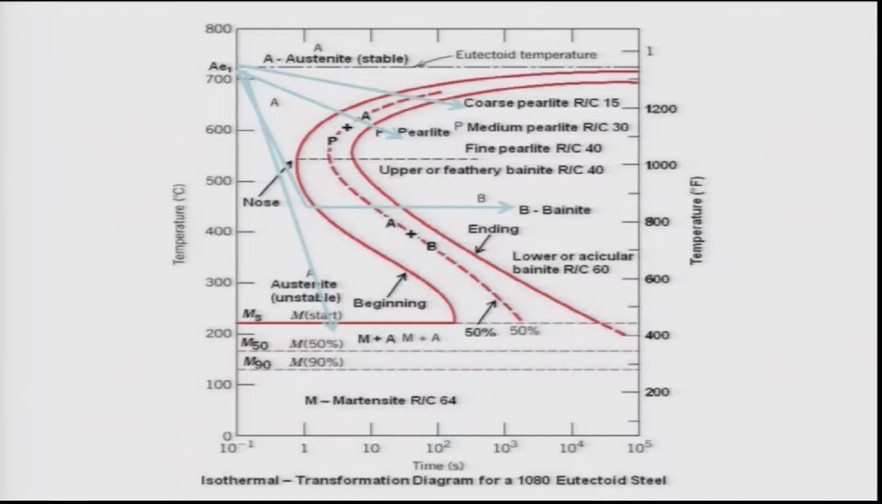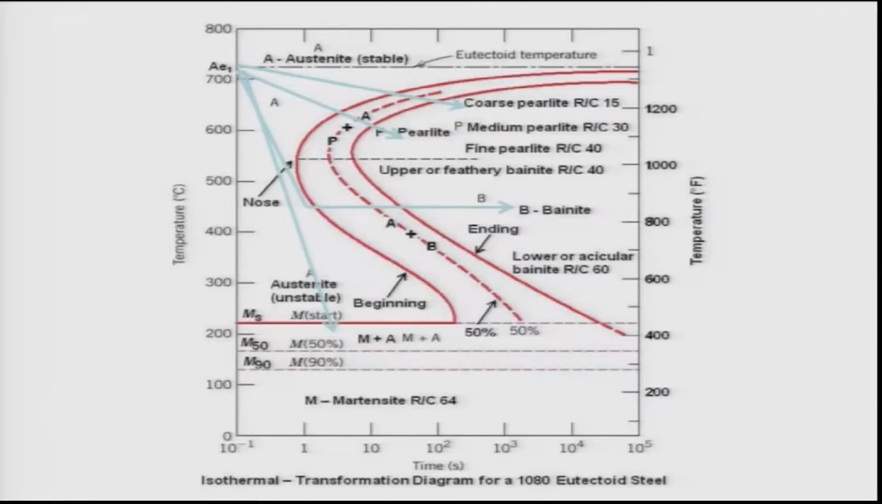Only below this transformation temperature can austenite undergo a transformation that leads to different products, depending on the cooling rate. If I cool it slowly, that is shown by curve one here, a very slow cooling. Then it will lead to formation of coarse pearlite, and coarse means the interlamellar spacing will be very high. That is the meaning of coarse pearlite.